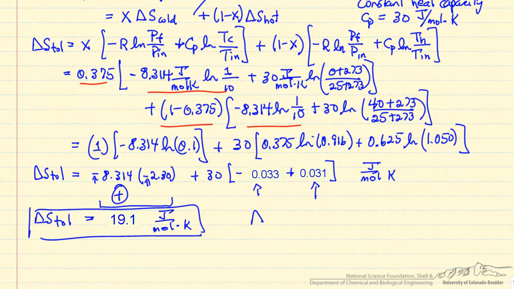And the important thing is that delta S total is greater than 0. So the answer would be yes, this is possible. It satisfies the first law and satisfies the second law. The reason it's possible is because of this large pressure drop. That's a big increase in entropy.